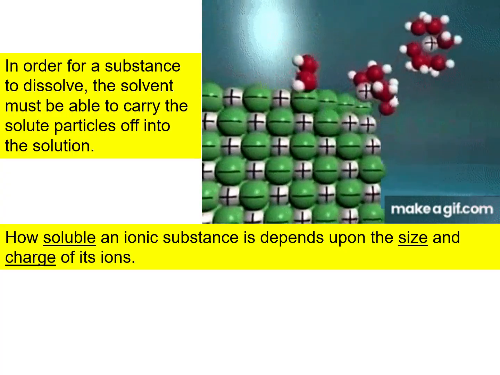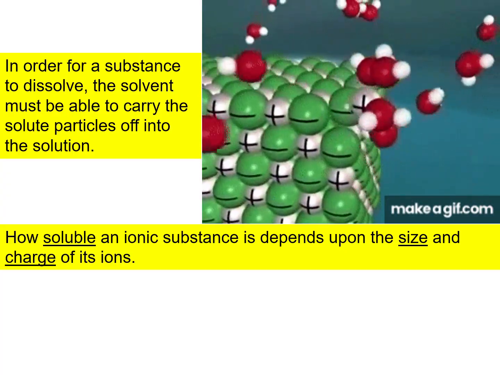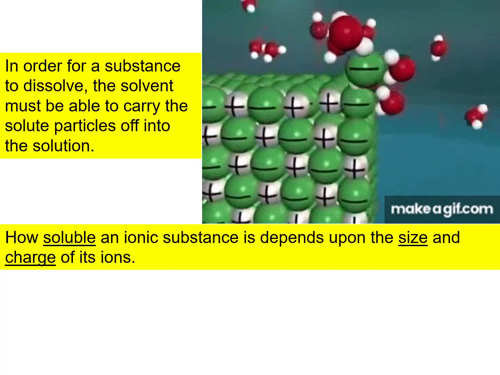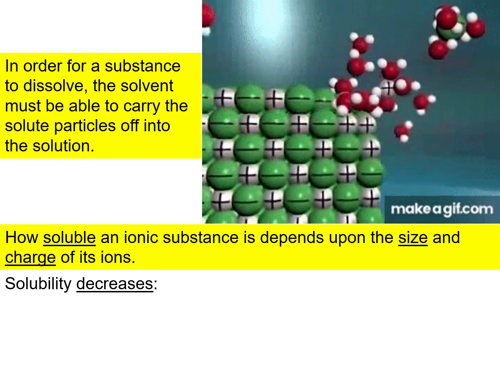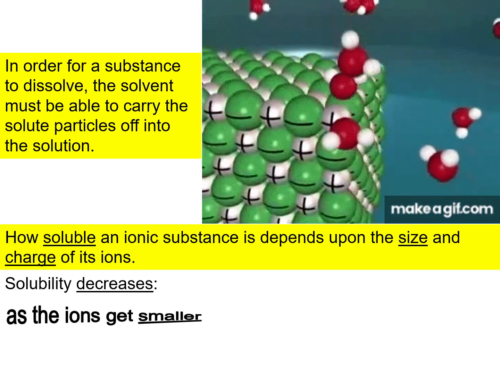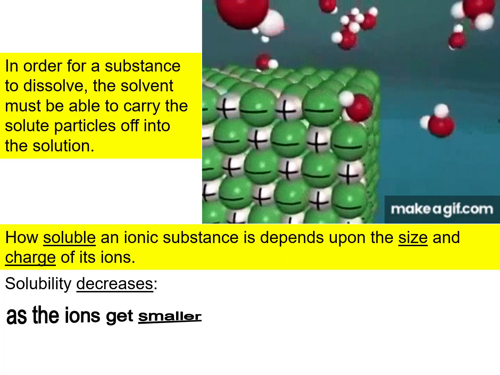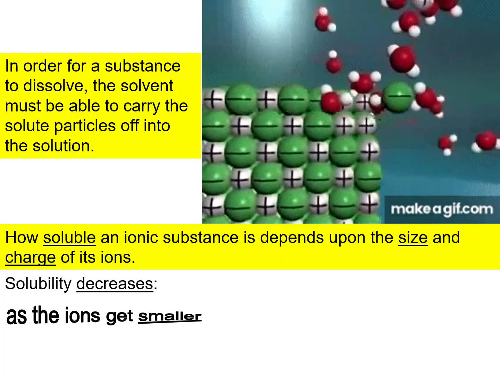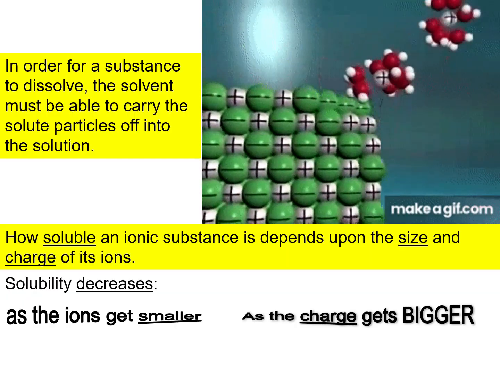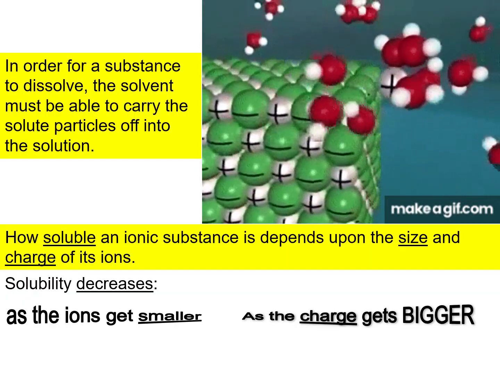How soluble an ionic substance is depends upon the size and the charge of its ions. So solubility decreases, it gets harder to pull it apart, as the ions get smaller, so the electrostatic forces are getting stronger because those charges are closer together, or as the charge gets bigger. Same idea.